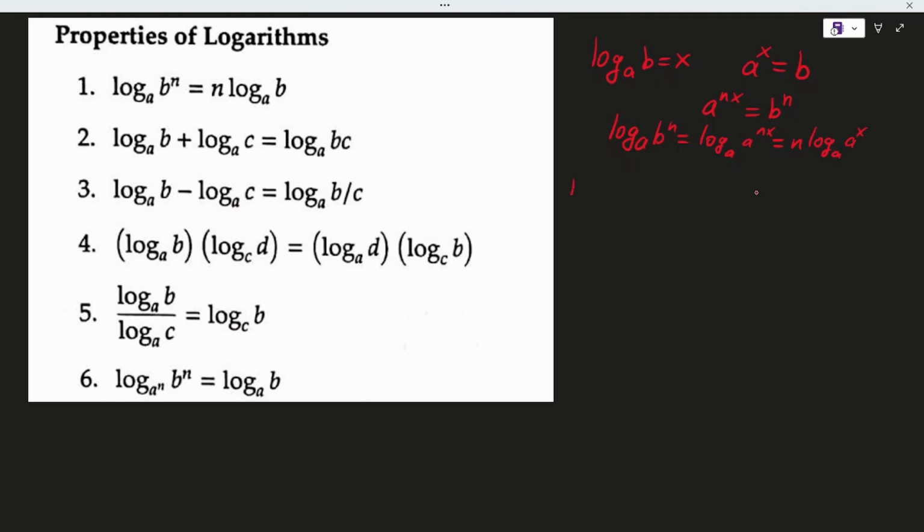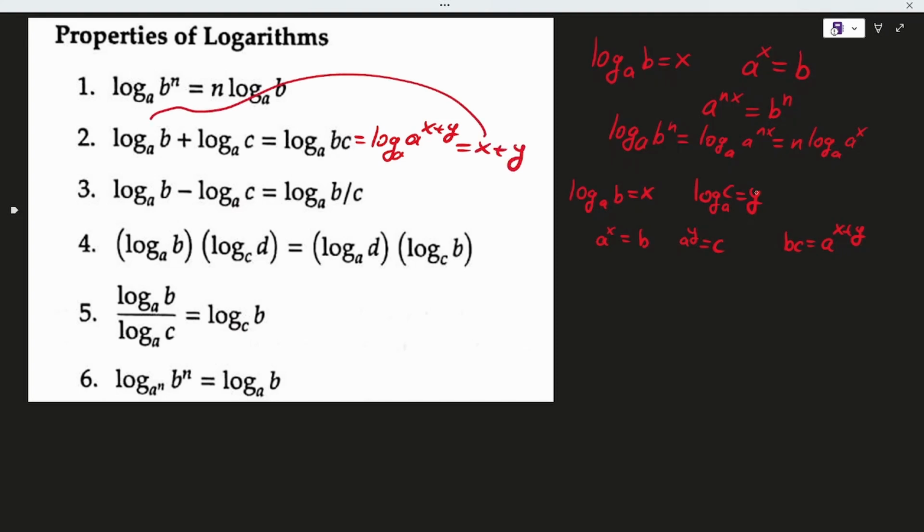In the second one, if we assume that log base a of b equals x and log base a of c equals y, this means that a to the power of x equals b and a to the power of y equals c. So b times c will be a to the power of x plus y. And if we consider log base a of bc, this can be written as log base a of a to the power of x plus y, which is exactly x plus y. x equals log base a of b and y equals log base a of c. So we prove the second one.